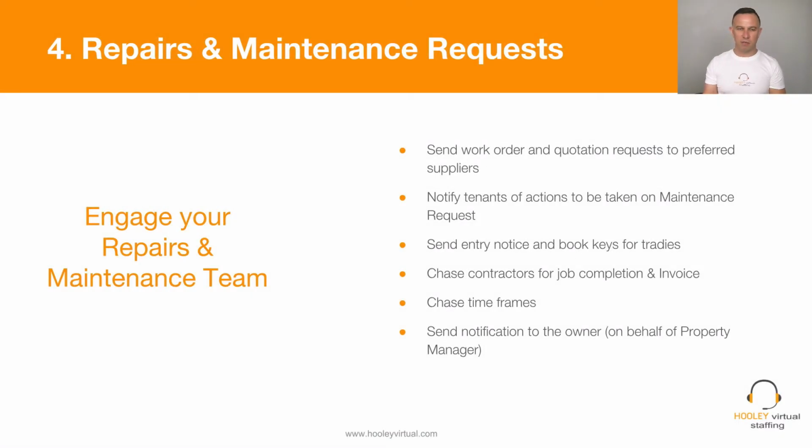Number 4 is repairs and maintenance. This is also another easy one because repairs and maintenance is very systemized. And again, the VAs kind of start in this particular example I've got here. The VAs start post-approval from the owner, and they're sending out work orders, and then they're following up with maintenance people and tenants to make sure the work is being done.